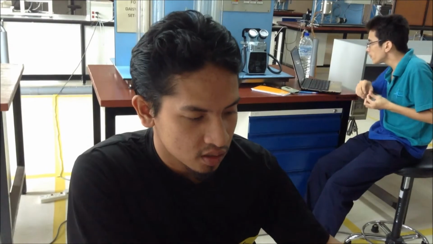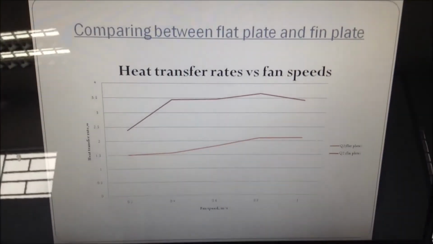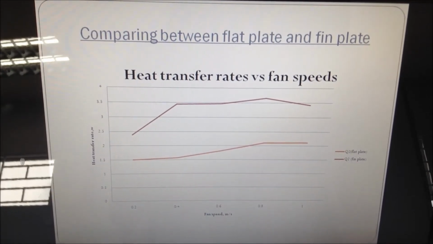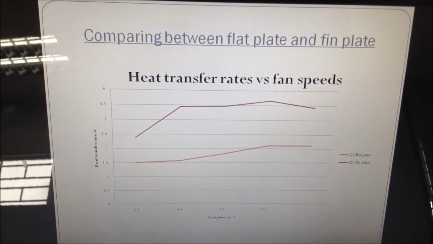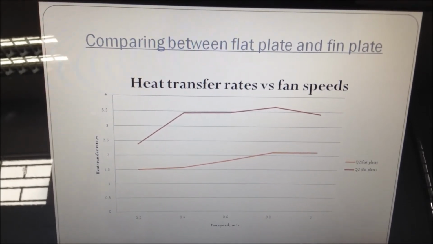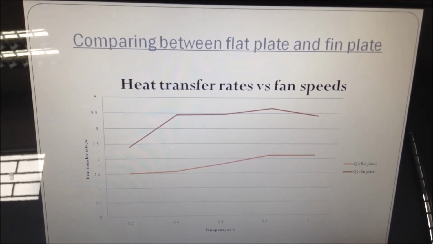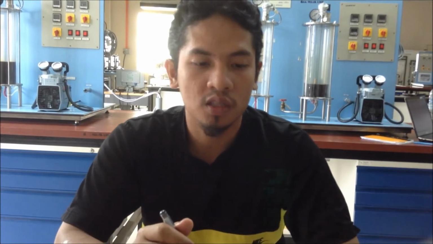Okay, for the discussion about heat transfer rate for the fin plate and flat plate, the graph shows that the fin plate is higher than the flat plate. This is because the fin plate has a larger exposed area to the airflow than the flat plate. For the precautions during the experiment, first we always check the wind velocity to make sure the airflow is constant. Second, before running the experiment, a trial run is tested first to make sure the test rig is ready and in good condition before taking any reading.